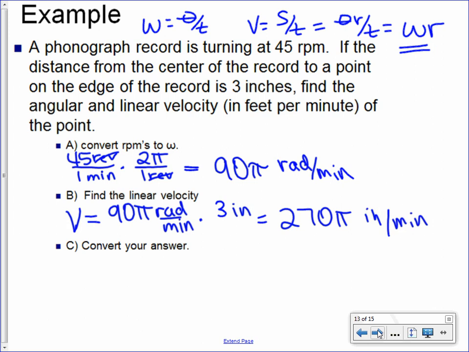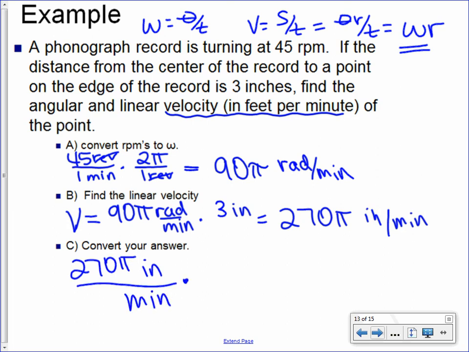Now, it's asking for the velocity in feet per minute. We just found it in inches per minute. So now we're going to have to convert this. We have inches per minute. How do we get it into feet per minute? Okay, there are 12 inches for every 1 foot. Inches need to go into the denominator. Please put in your calculator 270 pi divided by 12. Did you multiply by the pi in there?